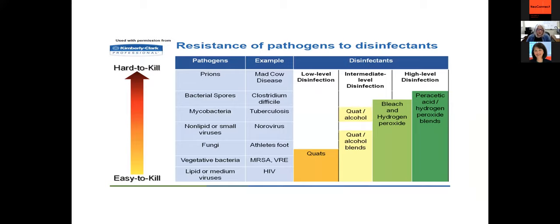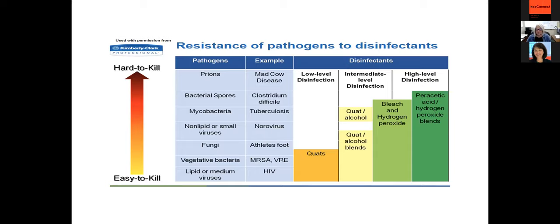And you have pathogens listed by classification, and then you have an example which is more in tune with the things we know. So MRSA is down near the bottom of the list with vancomycin resistant enterococci, and you can see athlete's foot is above that. It's harder to kill than MRSA, and then norovirus is kind of in the middle. Then you have TB, Clostridium difficile, mad cow disease, kind of going up the ladder there.